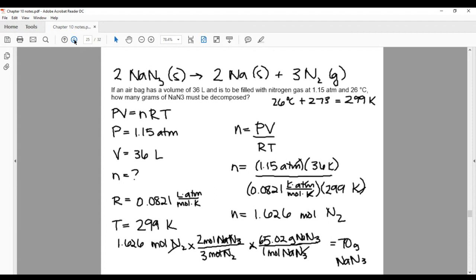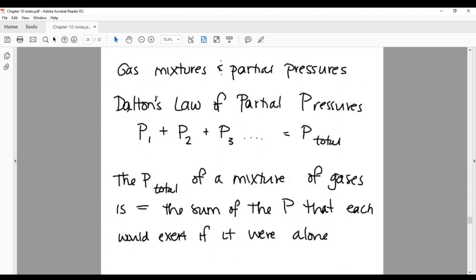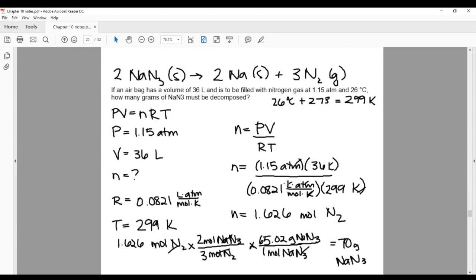So this is another one you look at and you freak out. It's like, oh, I don't even know how to begin. Yes, you do. You know the ideal gas equation. You can calculate your number of moles of nitrogen gas, and then use that along with your balanced chemical equation to get to the proper answer. I'm going to stop there and then pick up with partial pressures and mole fractions and kinetic molecular theory in lecture number 3 for chapter 10.